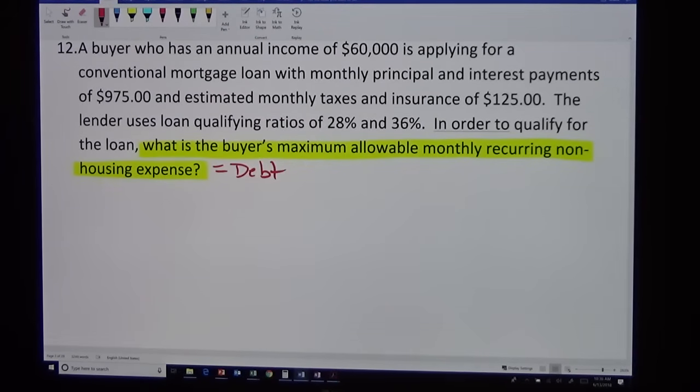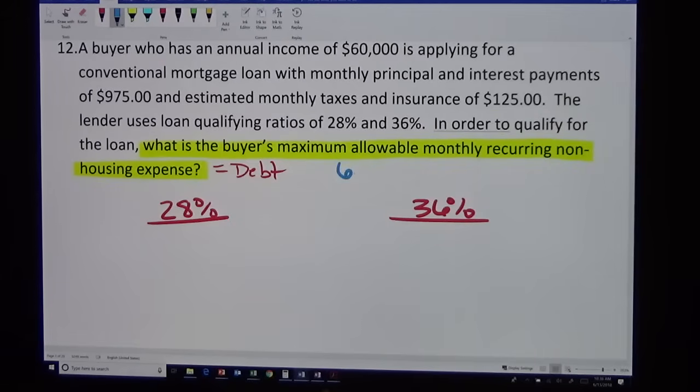Well, this is a question about buyer qualification. When we have one of those questions, we're dealing with those two ratios, the 28% ratio, the 36% ratio. It says the buyer has an annual income of $60,000. Well, one of the first things we need to do is get rid of that annual income, because we got to work with monthly in this formula. So $60,000 divided by 12 is going to be $5,000 per month.